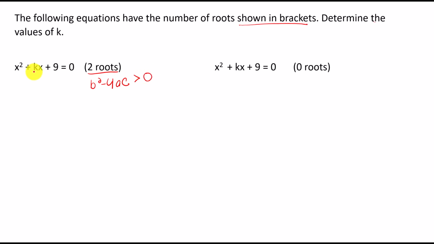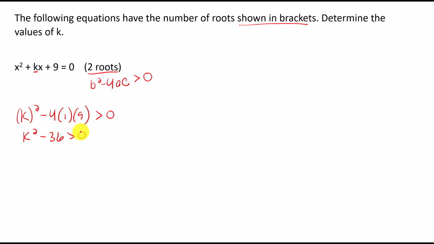Okay, now watch what happens in this one. This is a special case because k is in place of b. So we're going to have b squared minus 4 times a times c is greater than 0. But this is going to be k squared minus 36 is greater than 0. And what I need you to see is that this is a quadratic inequality, because the variable is squared, which is what you learned in the very last lesson.